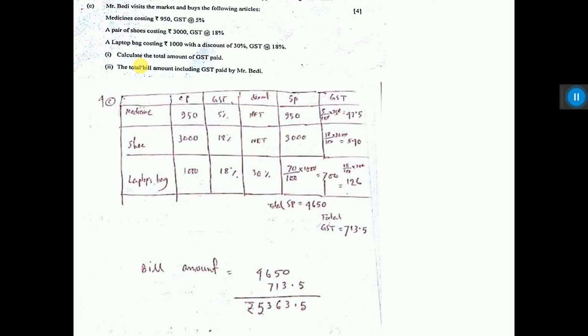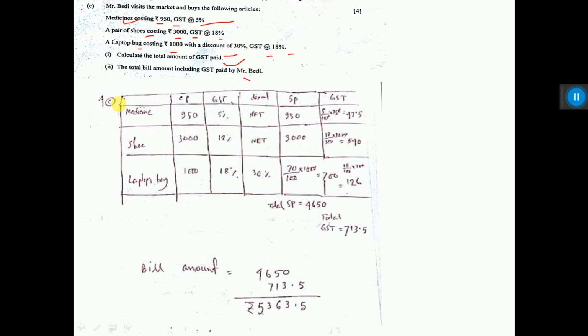Now GST. Mr. Bedi visits the market and buys the following articles. See, medicine costing this, GST percent this. Pair of shoes costing this, GST this. And laptop bag costing this with discount 30%, and GST is this. So we have to calculate the total amount of GST paid and the amount of the bill.